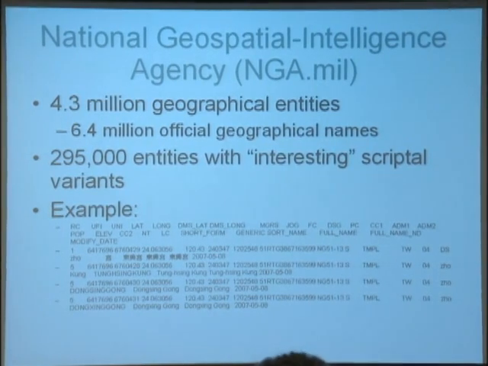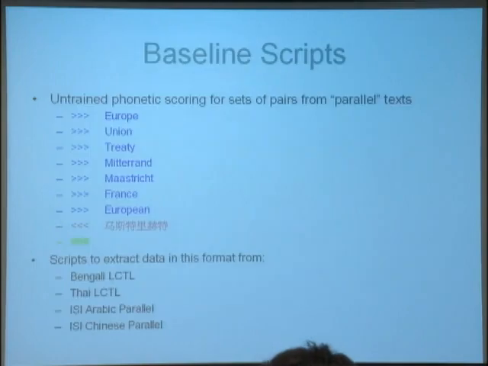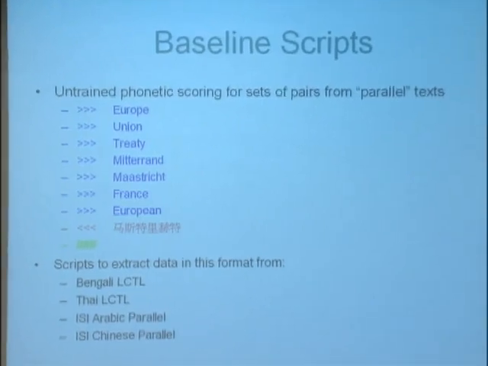Of those, there are about 300,000 names that actually have interesting scriptal variants. By interesting scriptal variants, I mean that you have it in, say, Roman script and some other script. So here's some example, for example, from Chinese. There's place names in Taiwan. Okay, we have some scripts that we put together to sort of extract potential.